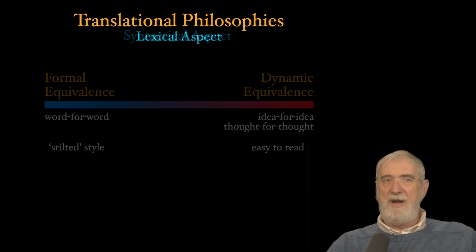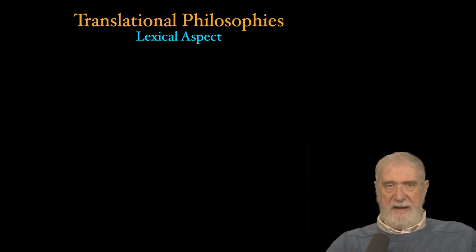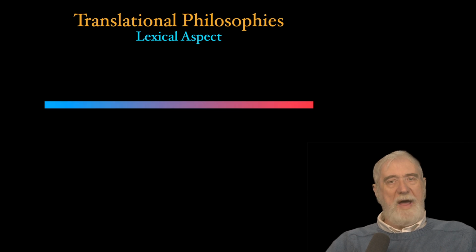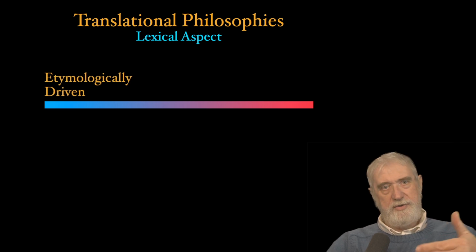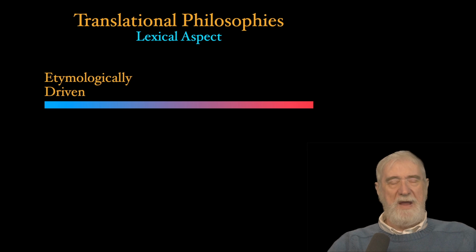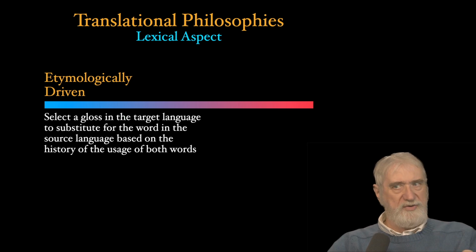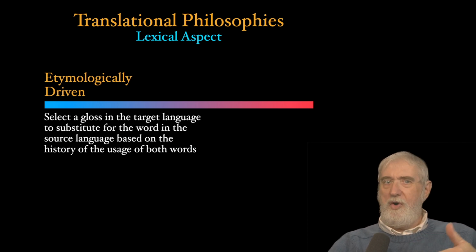Now let's move to the lexical aspect. In the same way, we can think of this as a spectrum. At one end of the spectrum, we have what we might think of as etymologically driven approach to the choice of words. In an etymologically driven approach, the translator will select a gloss in the target language to substitute for the word in the source language based largely on the history of the use of both words.